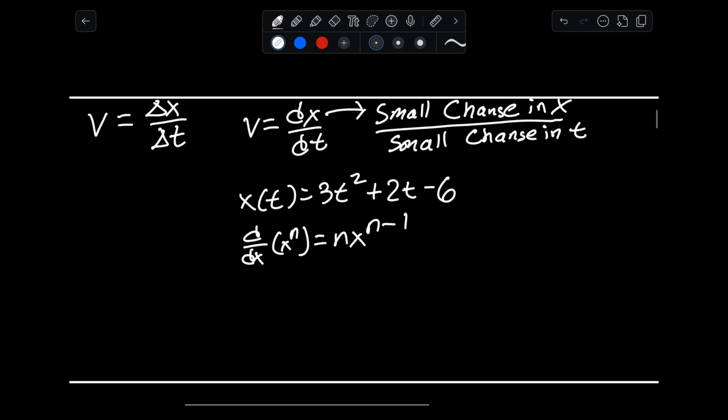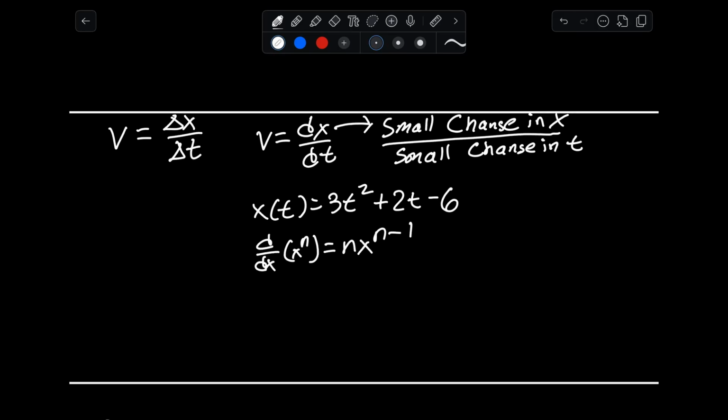So in this case, if we want the velocity, we take the derivative of our position function, right? So then we're going to get v of t equal to 3 times 2 t to the 2 minus 1, plus 2 t to the 1 minus 1, minus 6 t to the 0.